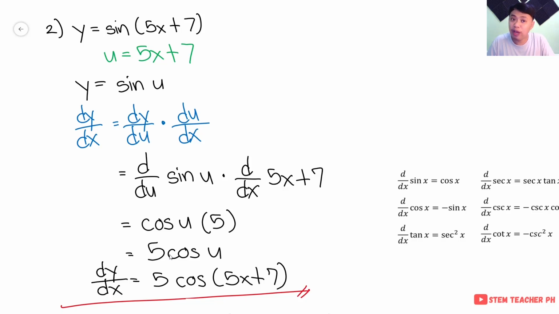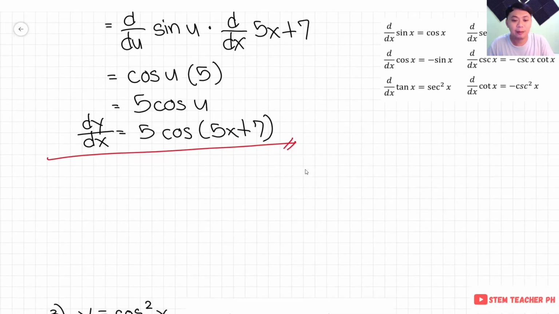You can do it this way or you can apply etong mas conservative at mas mahaba na method. This is it for example number 2. Now we can proceed with our example number 3.